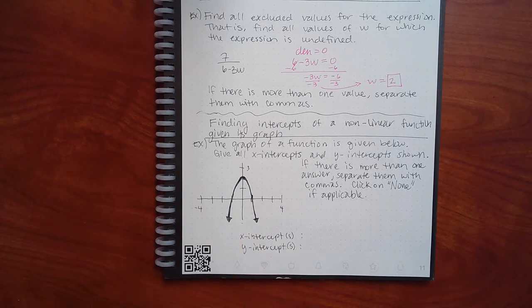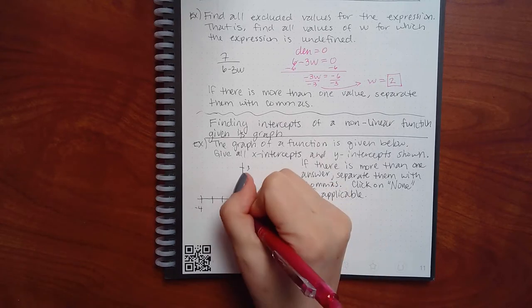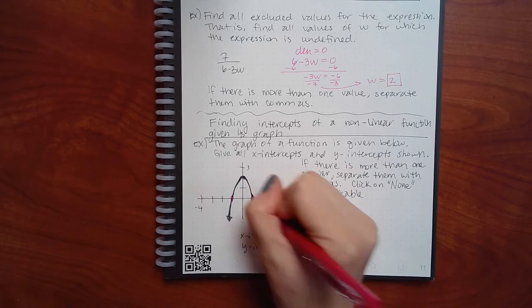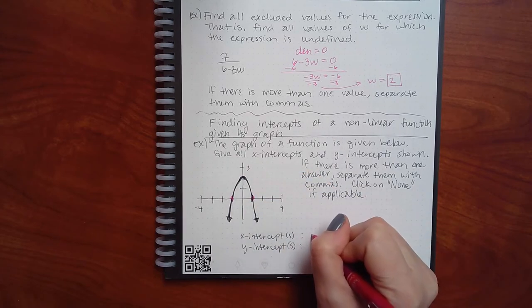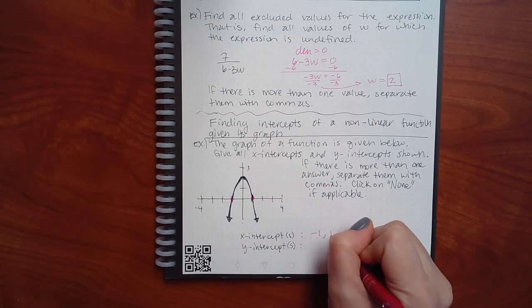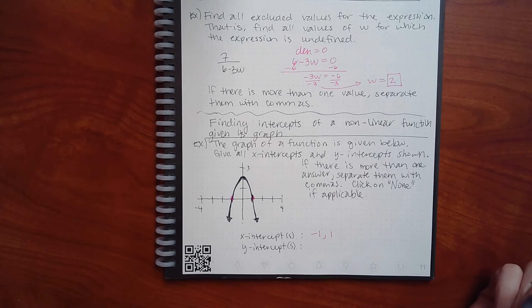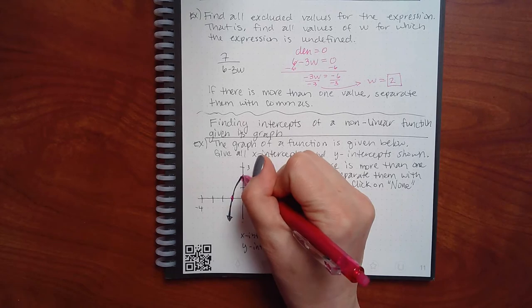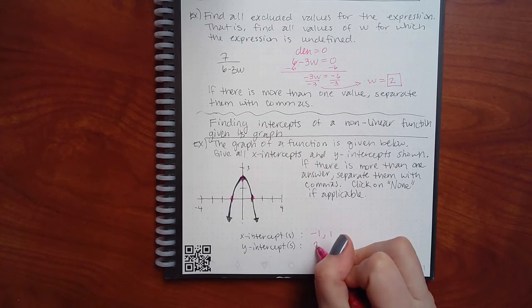So for this particular graph, does it have x-intercepts? You got negative 1 and positive 1. It's got two of them. You've got this guy here and this guy here, right? And what are those x-values? Negative 1 and positive 1. And then just separate them with a comma, right? Does it have a y-intercept? A positive 2. It'd be right here, right? And that would be positive 2.